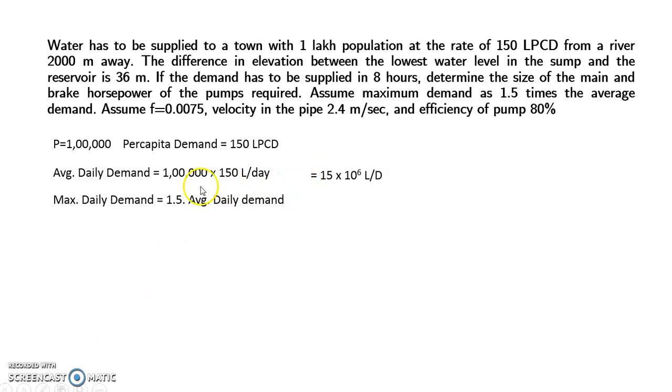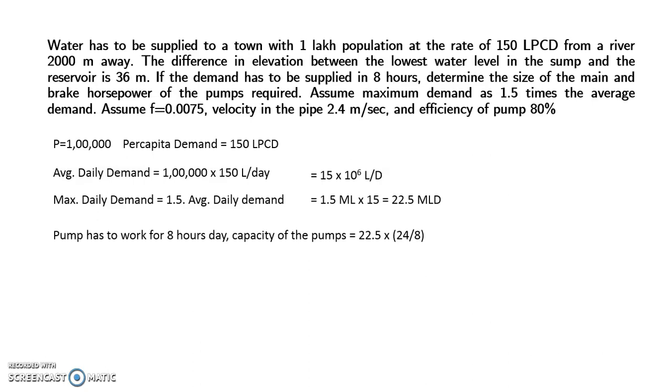As per the assumption given here related to the peak factor 1.5, maximum daily demand is 1.5 times the average daily demand. The average daily demand which we calculated in the last step is 15 MLD. By multiplying by 1.5, it's around 22.5 million liters daily. Remember, it is million liters daily.